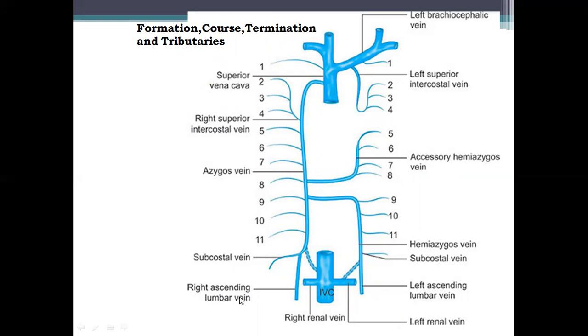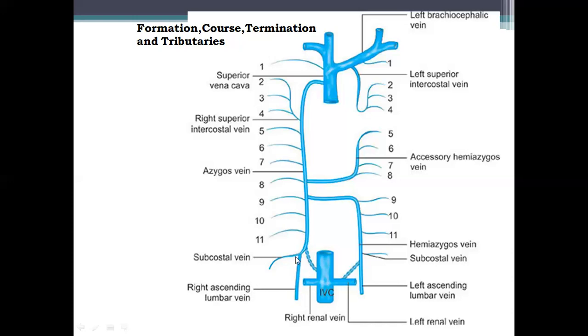First, it is formed by the union of the right subcostal vein. What is the subcostal vein? The subcostal vein is the 12th intercostal vein. Since it supplies the diaphragmatic or abdominal area, we call it the subcostal vein, or subcostal nerve in the case of intercostal nerves. So the first type of formation is by the union of the right subcostal vein and the right ascending lumbar vein.